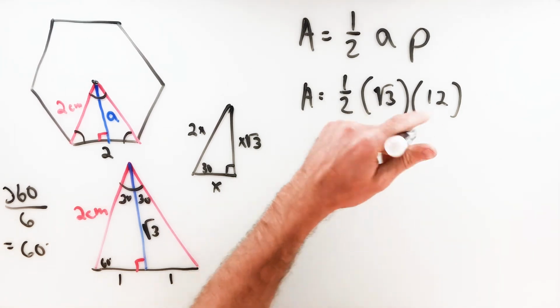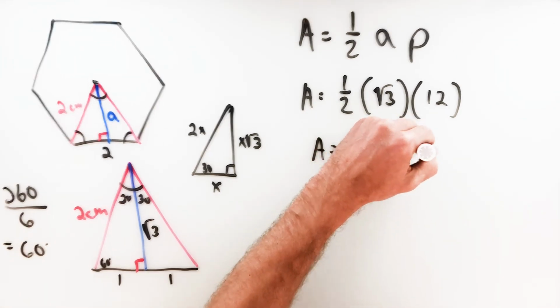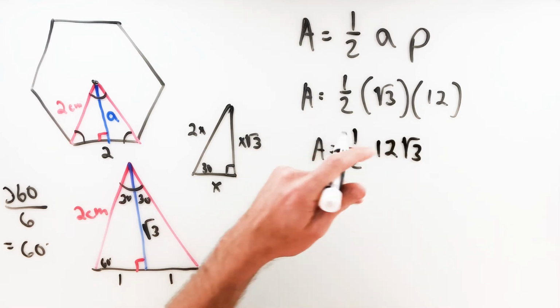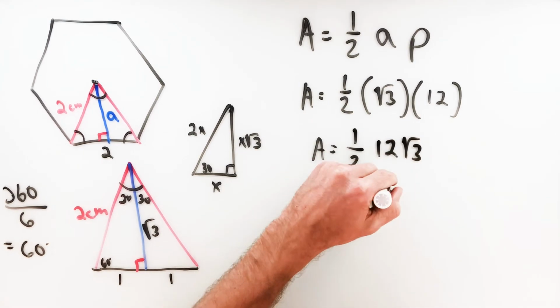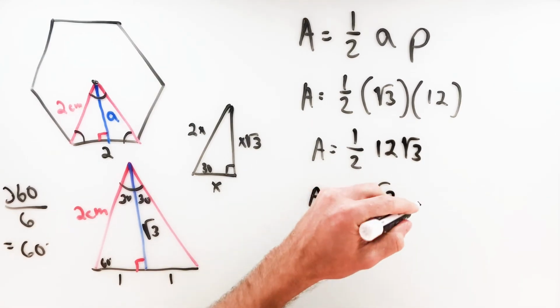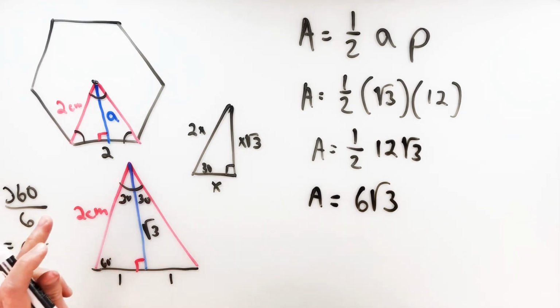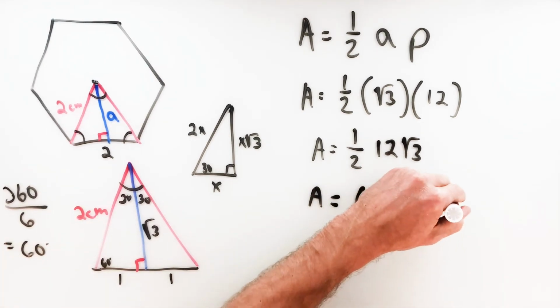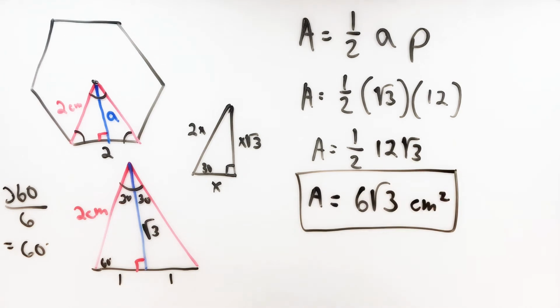So I've got half times 12 root 3 times 12. Half of 12 is 6. And just leave my 6 root 3 as my answer. We are in centimeters. So I've got 6 root 3 centimeters squared. That is my area.